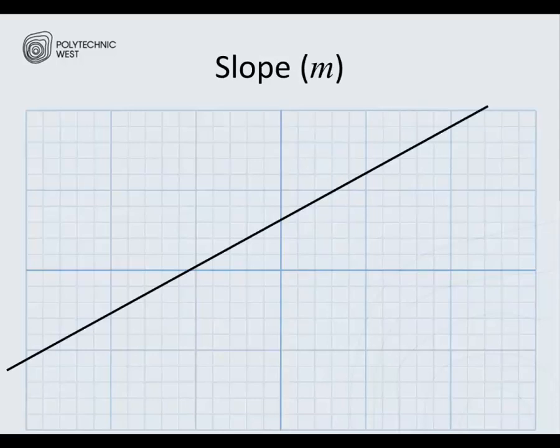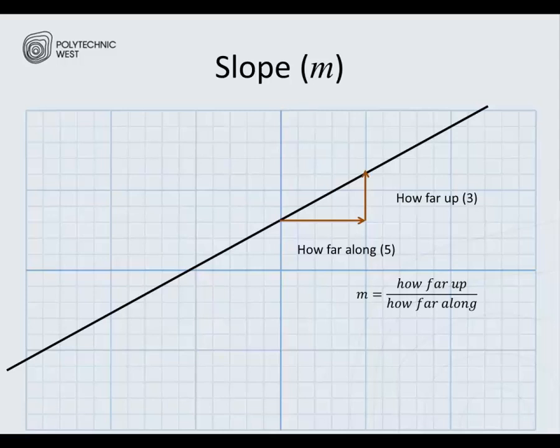A straight line has got a slope to it. And the slope is the how far up divided by the how far along. So for any distance along, how far up does it go? In this case, it goes 3 up for 5 along. So the slope is 3 divided by 5. And we give the slope the letter m.